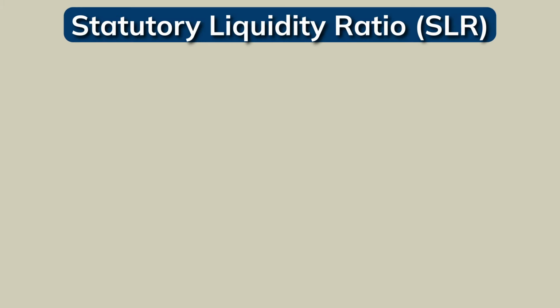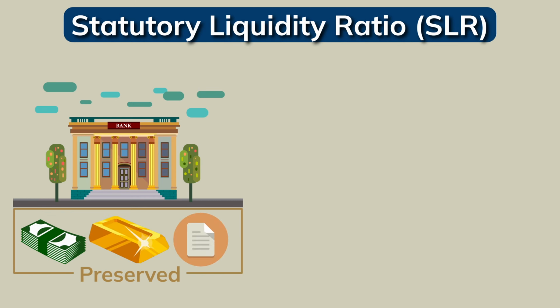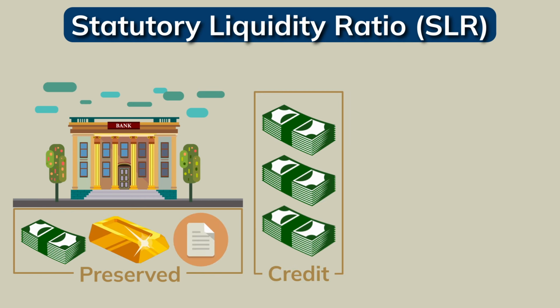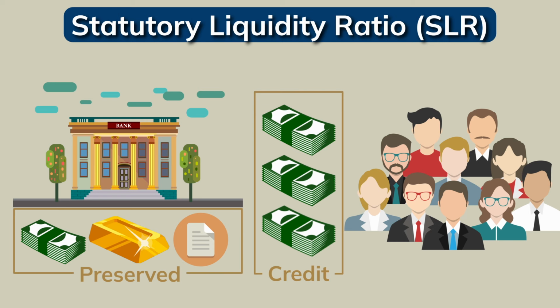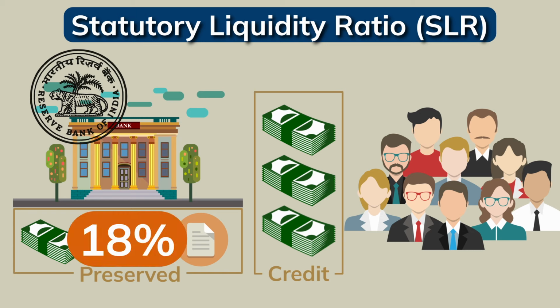Banks are required to maintain liquidity with the Reserve Bank of India. Statutory liquidity ratio (SLR) is the money a bank needs to preserve in the form of cash, gold, or government bonds before providing credit to the customers. The limitation is added by RBI on banks to make funds available to the customers on demand at your earliest convenience. Banks are required to maintain SLR of 18%.